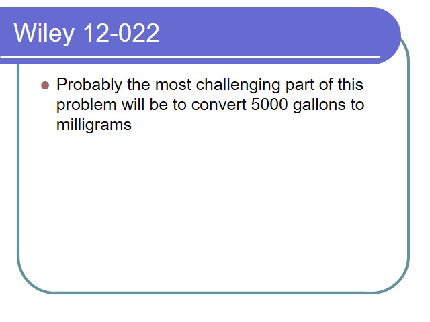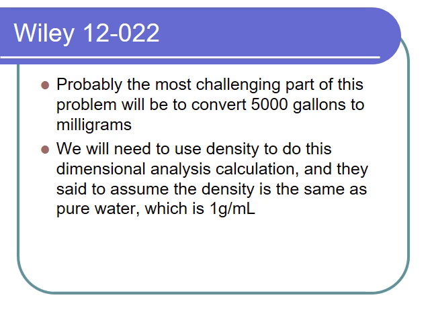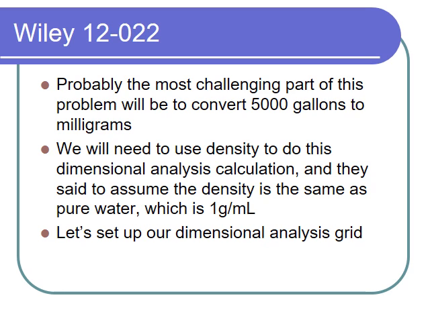I think the most challenging part of this whole problem is that conversion of 5,000 gallons to milligrams. We did dimensional analysis way back in Chem 1, and we're going to have to use those skills again to make this conversion. We're going to need the density to go from volume gallons to milligrams, and they tell us that we assume that the density of this drinking water is the same as pure water. We're going to use 1 gram per milliliter for that conversion. Let's set up our dimensional analysis grid.